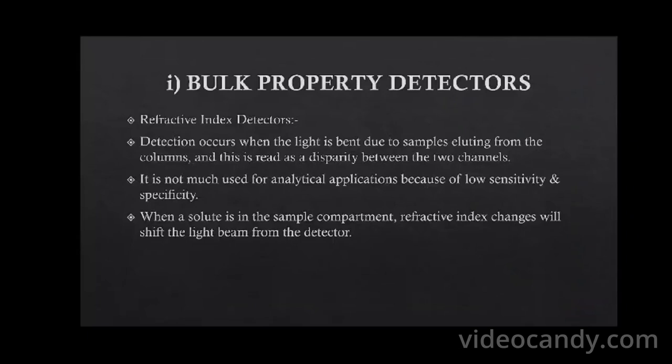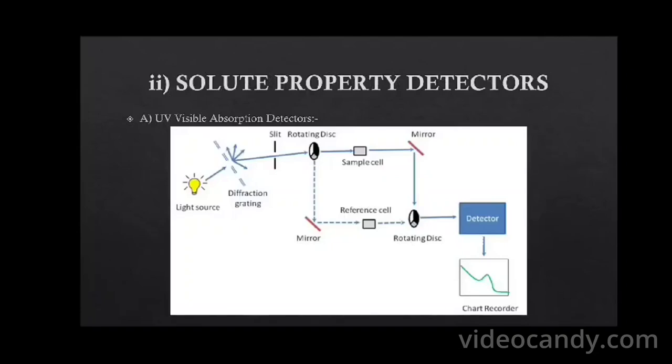Bulk property detectors. Refractive index detectors. Detection occurs when the light is bent due to sample eluting from the column, and this is read as a disparity between the two channels. It is not much used for analytical applications because of low sensitivity and specificity. When a solute is in the sample compartment, refractive index changes will shift the light beam from the detector. Solute property detectors.